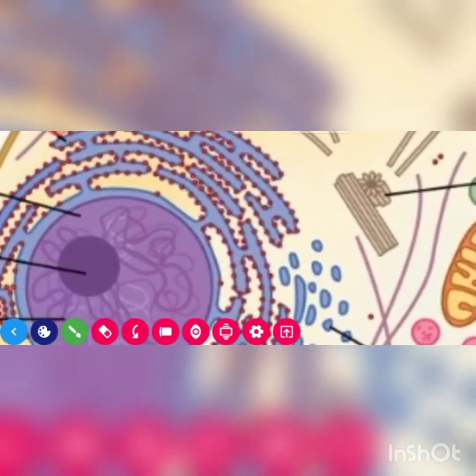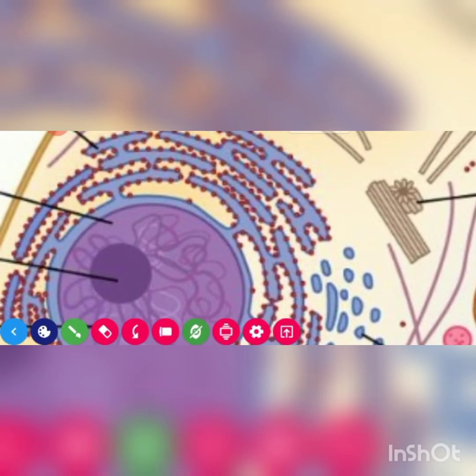Now, if you look here closely, you can see that the nuclear membrane is made up of an outer layer and an inner layer, and the endoplasmic reticulum is attached to the outer layer of the nuclear membrane. The nuclear membrane is made up of an outer and an inner layer, and the endoplasmic reticulum is continuous with the outer layer of the nuclear membrane.